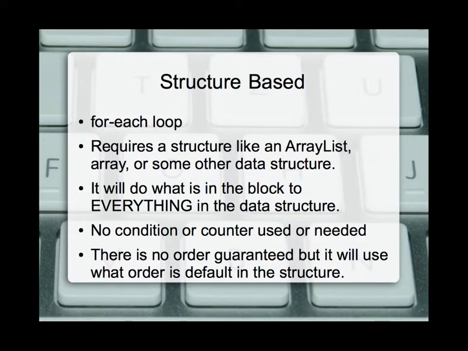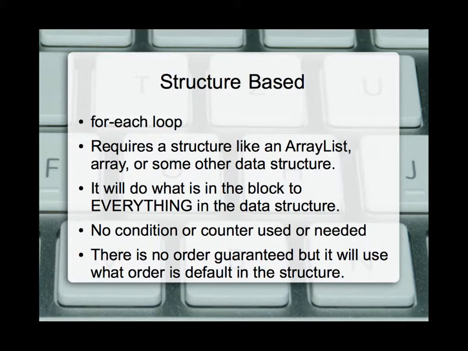Finally, we have our structure-based loops. This is the for each loop, also known as, in official Java speak, the enhanced for loop. The enhanced for loop or for each loop has a completely different style and structure than you would see in the traditional while and for loops. In fact, the enhanced for loop was not added to Java until Java 5. The first thing that is different is that the use of a for each loop requires a structure. This structure can be an array, a list, or any member of any structure class, including those part of the collections class that we will see later.